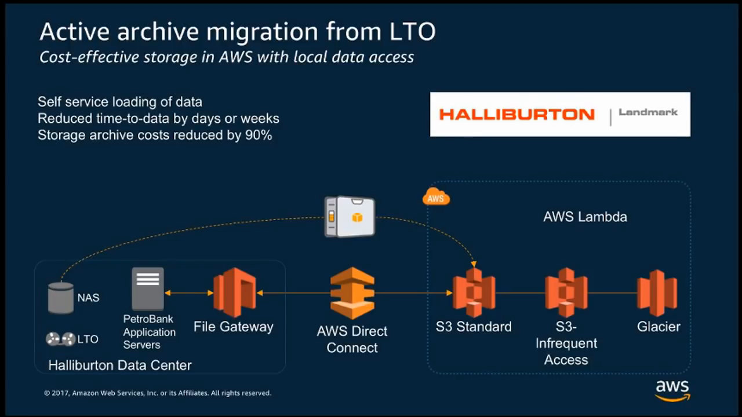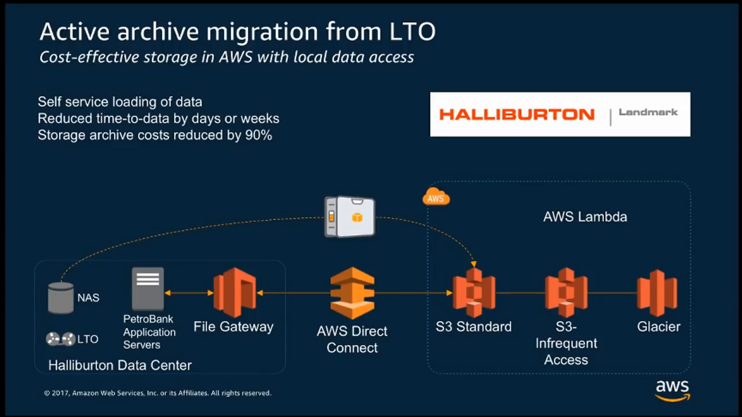When a customer would come to Landmark and say, we'd like to look at this data, we want to process it, Landmark would have to request the tapes back. Then they would have to restore them onto the NAS filer, and then they could provide the application data to Petrobank, which is their application, and to their end users, so that their end users and customers can go process the data. Now, using AWS, the file gateway, and Snowball with S3, Halliburton or Landmark was able to recall the tapes, restore them back to their NAS filer, copy that data onto a Snowball, ship it back to AWS, and then we put it into their S3 bucket.